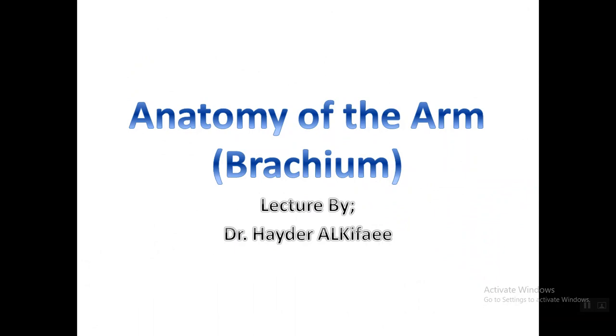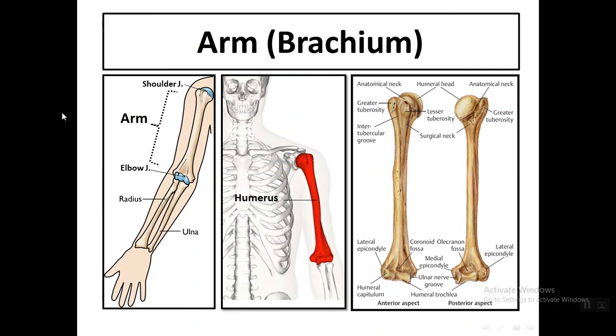Our lecture today is about the anatomy of the arm, or another name is the brachium. First, the arm is that part of the upper limb that extends in between the shoulder joint and the elbow joint. The bone of the arm is the humerus, which is the longest and largest bone of the upper limb.